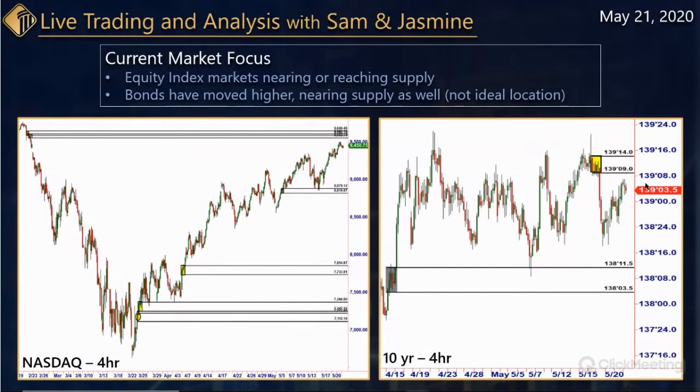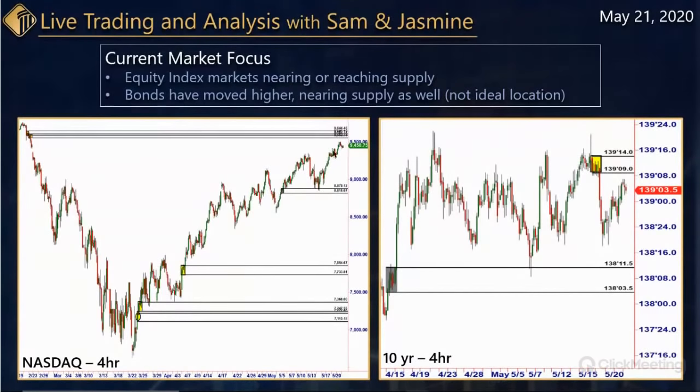A lot of people think stocks and bonds are always moving in the opposite direction. That's not true. When we want to focus on those is when they're both hitting opposing supply and demand levels at the same time. So the bonds do have supply sitting just above. Now, one scenario is if the bonds come up to supply, they would have to rally to get there, which would push the Russell and other equity index markets down. But if the bonds rally to get there and then turn lower, that would help push stocks higher, right?